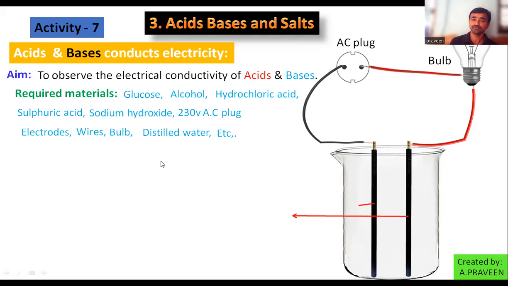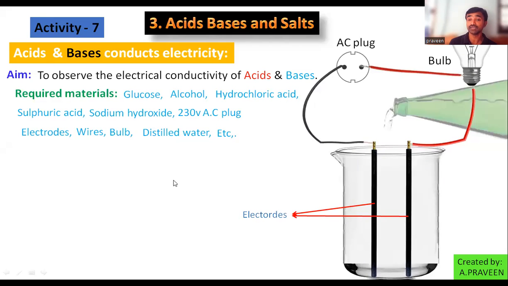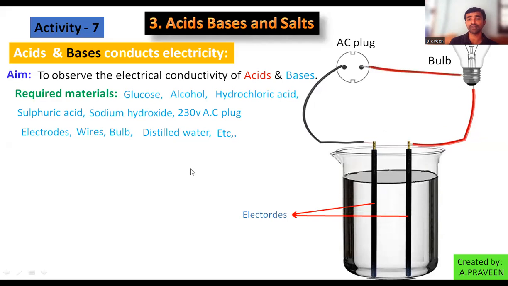Add distilled water. Indicating the electrodes here, I am adding distilled water into this beaker, filled up to some level. Then stop adding. Then what to do? Here you need to switch on. What happens if you switch on?